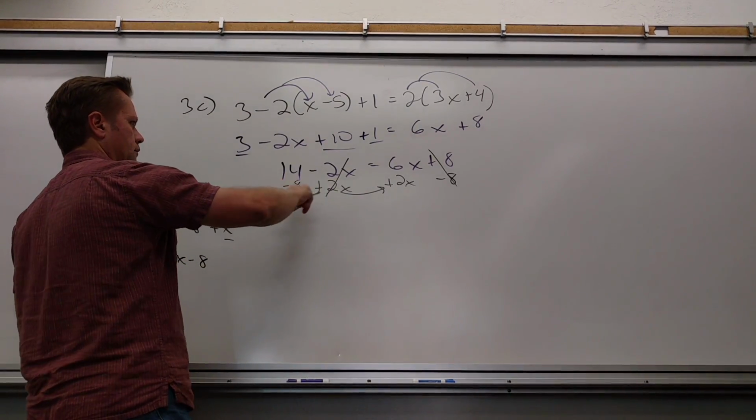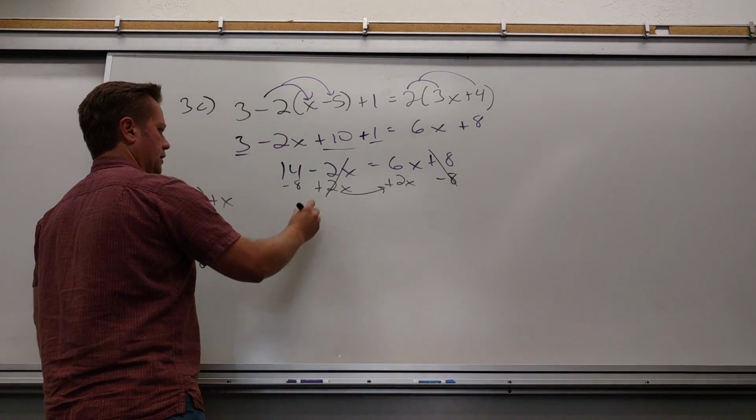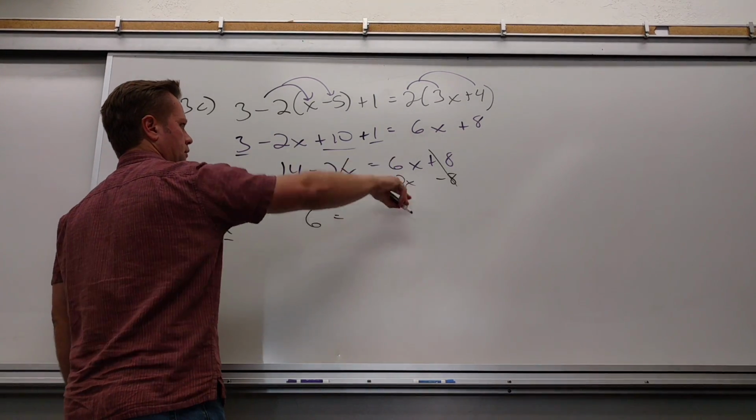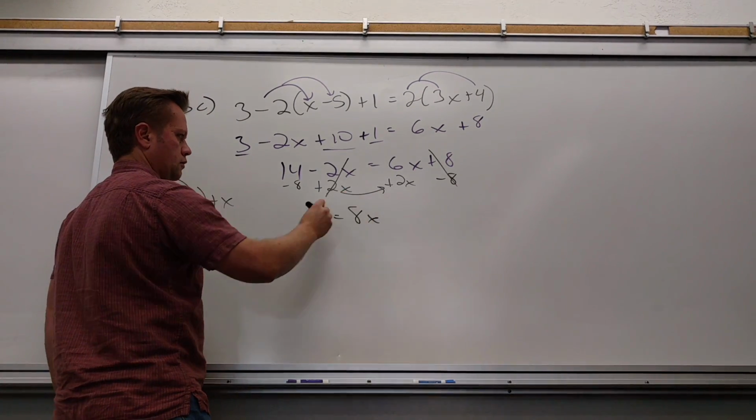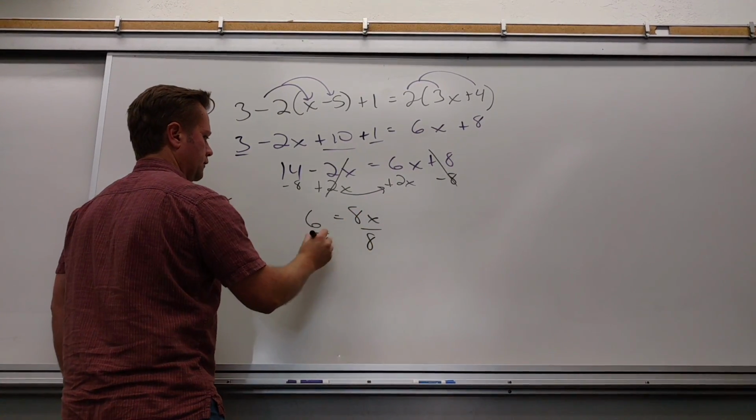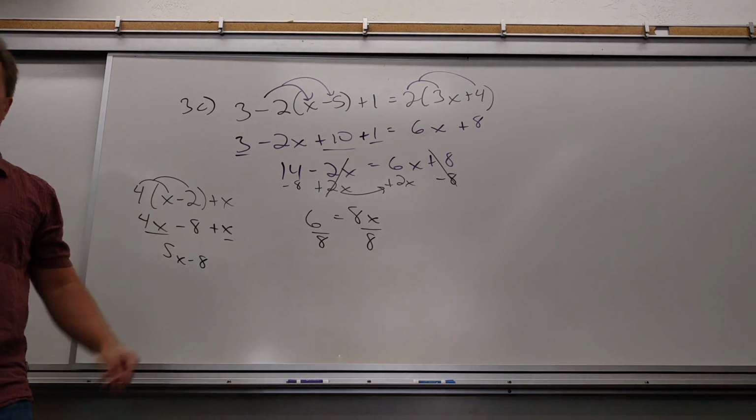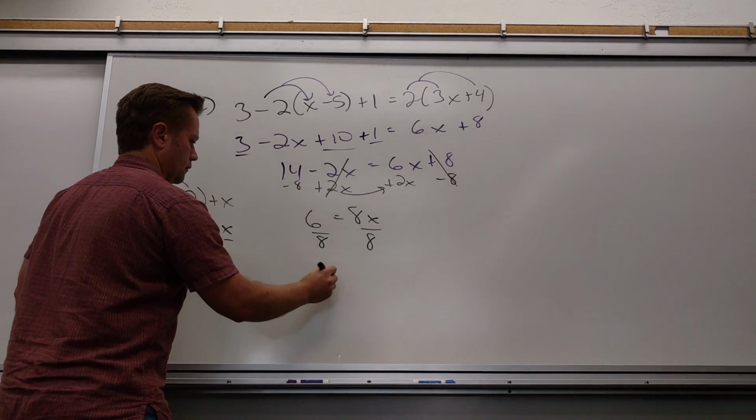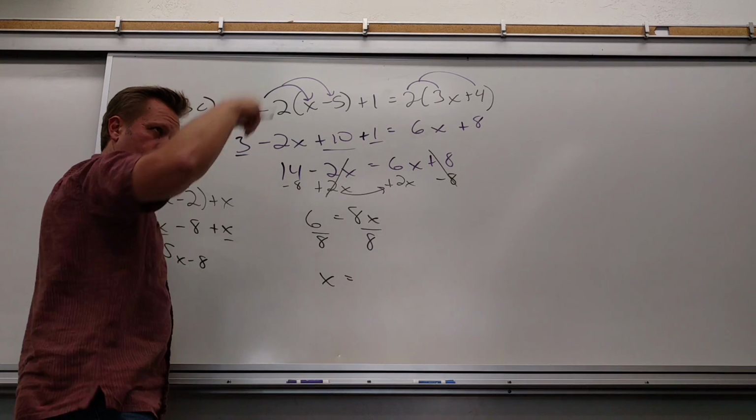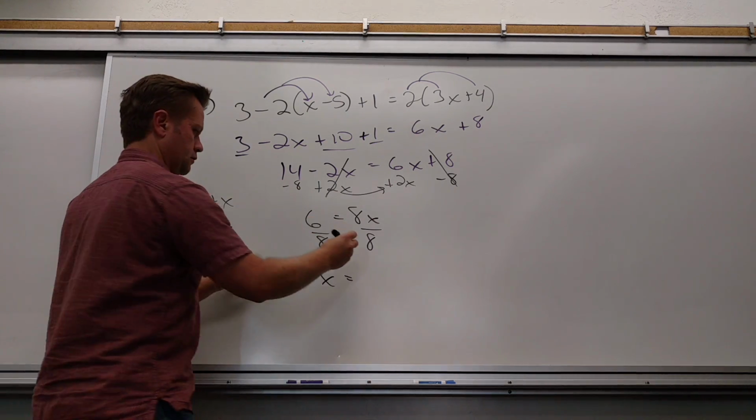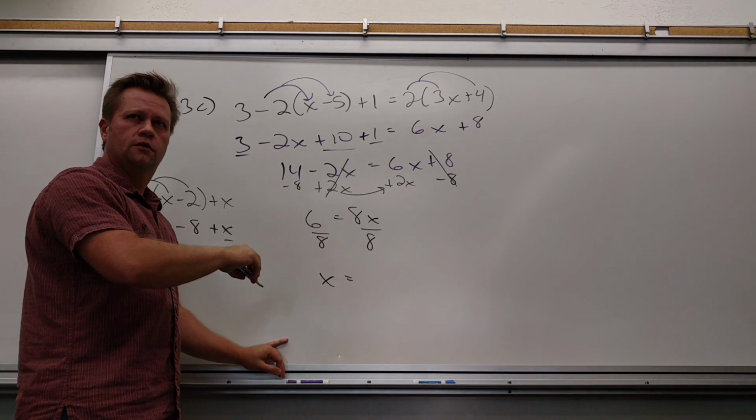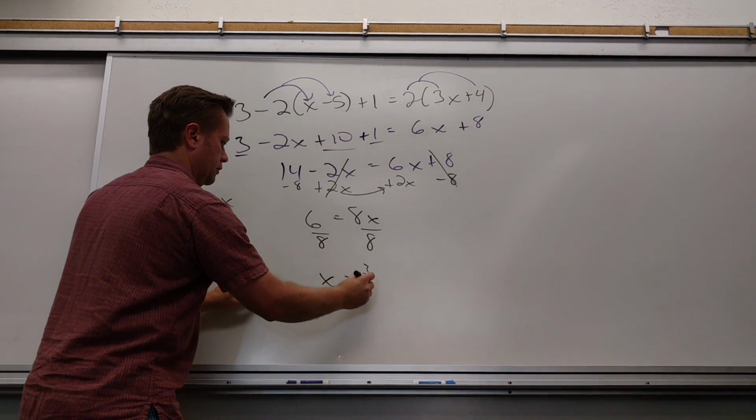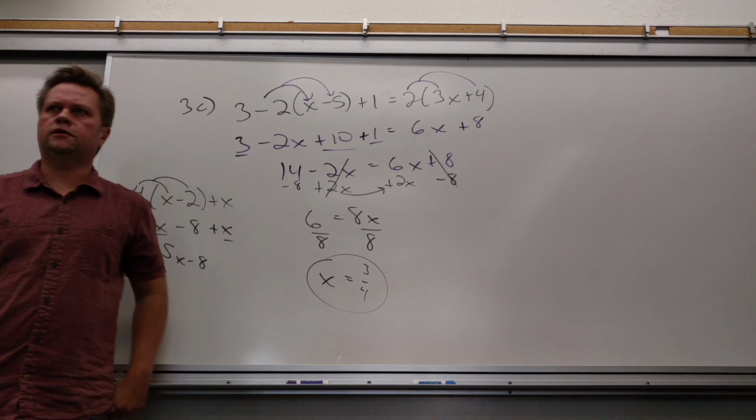So now I get 6 equals 8x, divided by 8, divided by 8. Yeah. X is equal to what's this? Reduce it? Over 2. Hang on. 3 over 4. 3 over 4. Okay, let me stop for a second.